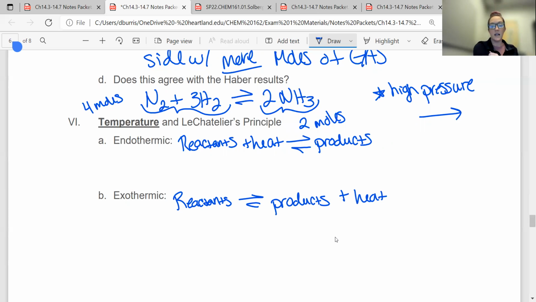Now, you can think about this just like concentration. If I heat it up or increase the temperature, it's going to shift to the other side. So it's like I'm putting a reactant in. It's going to shift to the other side. So if something is endothermic, if I increase the temperature, it's going to shift right. And if I decrease the temperature, it's like taking heat out. Okay, it's going to try to fill in that gap. It's going to shift left.